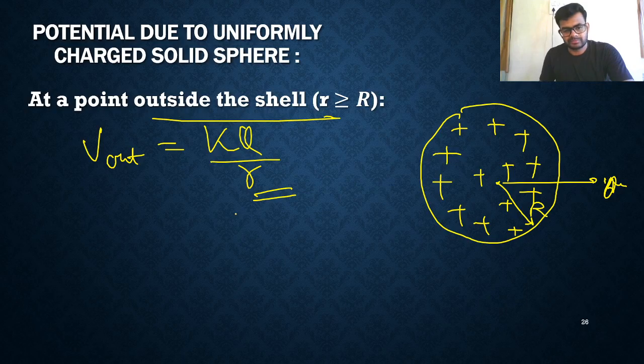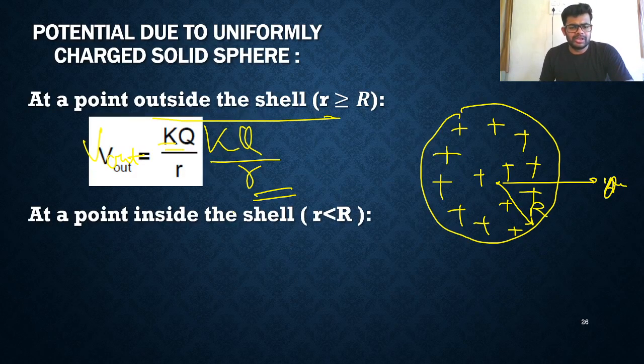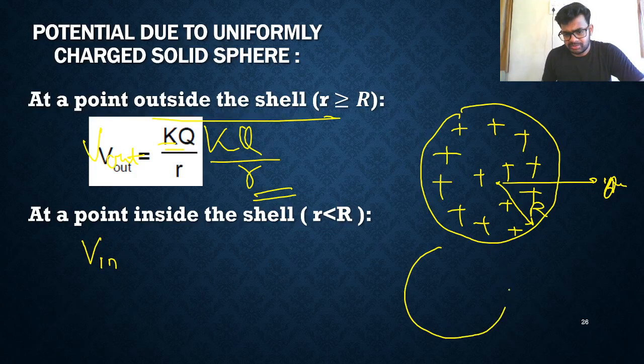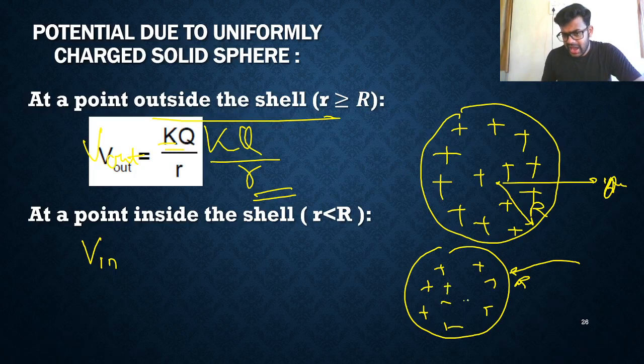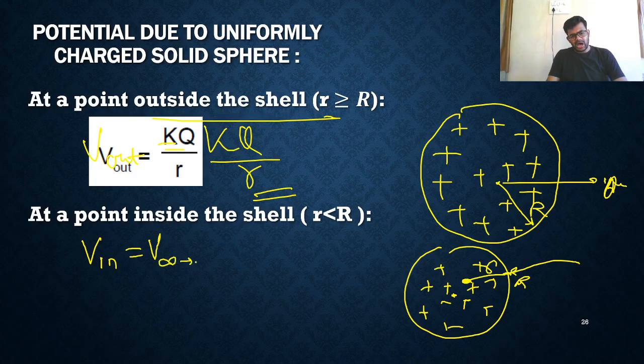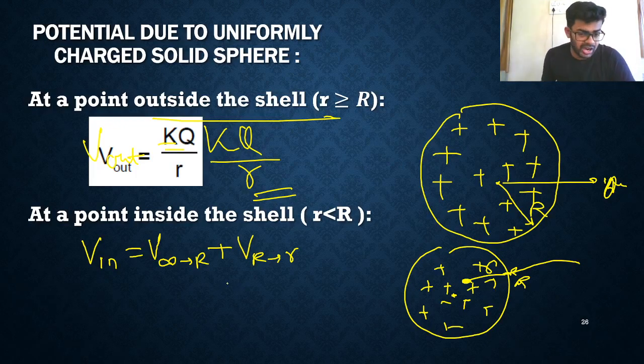Next, I'll talk about the potential inside the sphere. Inside, you need to remember the formula. This is a sphere, and the entire volume has charge. If you bring a charge from infinity to the surface, you need to do some work. Inside also there is charge, so if you bring it from the surface to a point inside, again you need to do some work. So you need to work in two segments, from infinity to R plus from R to small r. In both situations the work is non-zero.